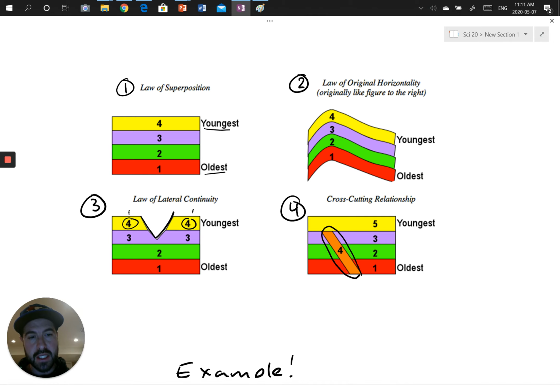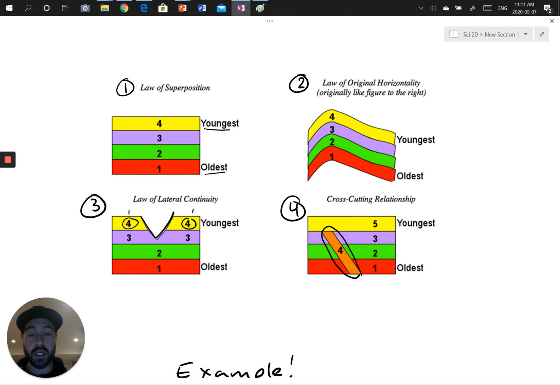Okay, this number 4 is actually a combination of looking at superposition and also looking at cross-cutting. So this layer 4 only cut through 1, 2, and 3, and then layer 5 was built on top of it. So that's what we're going to look at here. We're going to look at an example of combining all 4 of these, and I'm going to give you guys a little assignment for this as well. Combining all 4 of these and using some logic to figure out the relative ages of the rocks. So what's older and what's younger.